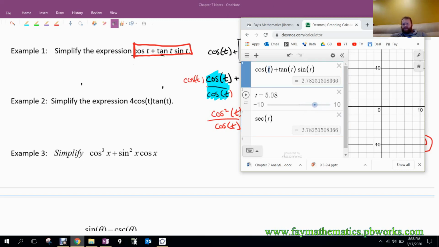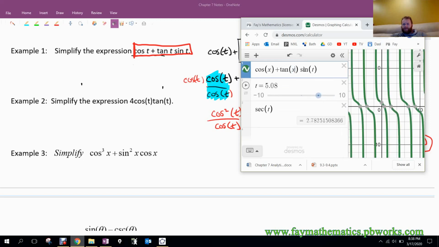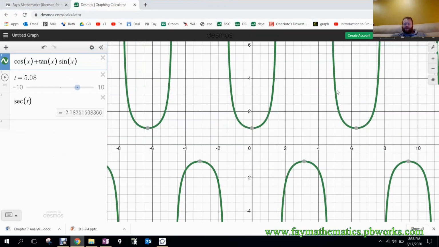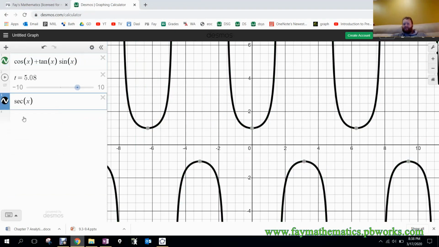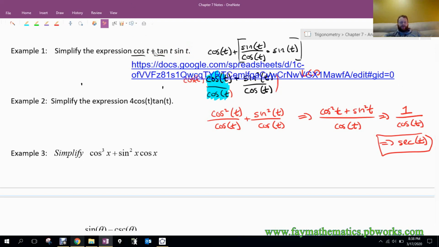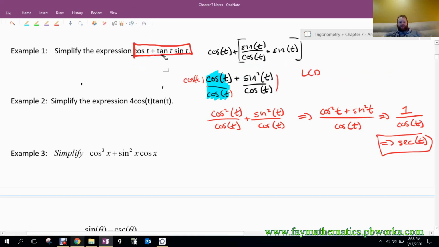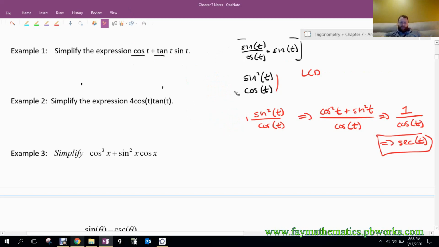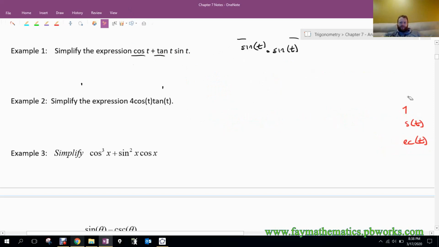If we were to use x instead of t up here, hopefully that graph looks familiar because it is the same as our secant. So that's kind of the game we play here. We're going to try to do our substitutions with the trig identities and then try to simplify using our algebra skills. Okay, so I'll go through a couple more of these with you, and then I'll let you kind of get a jump on your work.